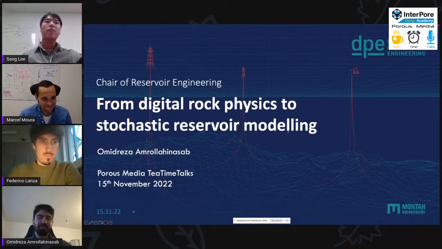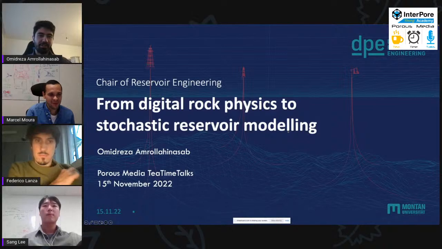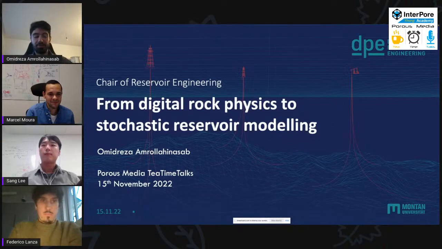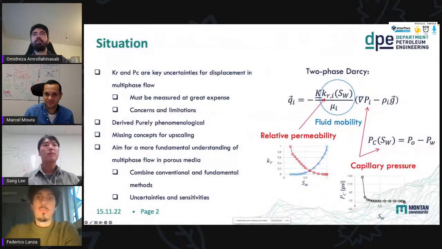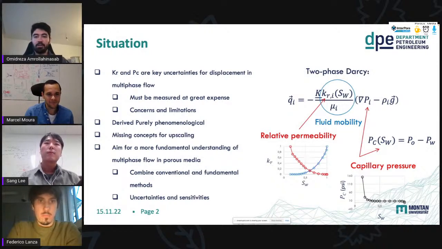Okay. Perfect. Good. So yeah, as the title suggests, we are going to talk about digital rock physics to stochastic reservoir modeling, which is also the title of the project which I'm working on. So I would like to start with a bit of fundamentals about relative permeability and capillary pressure. These functions are key uncertainties for displacement in multi-phase flow, yeah? And they must be measured at a great expense for different applications like oil and gas production, CO2 storage, and geothermal reservoirs. But there are some concerns and limitations which limit our measurements.